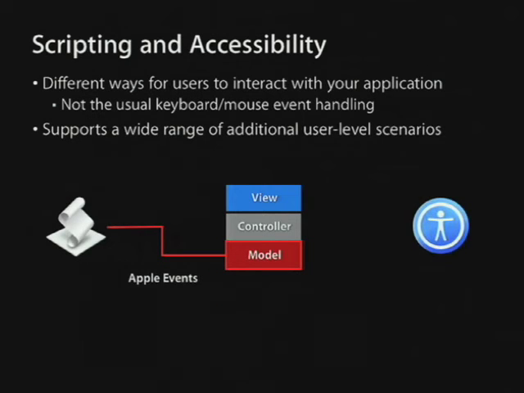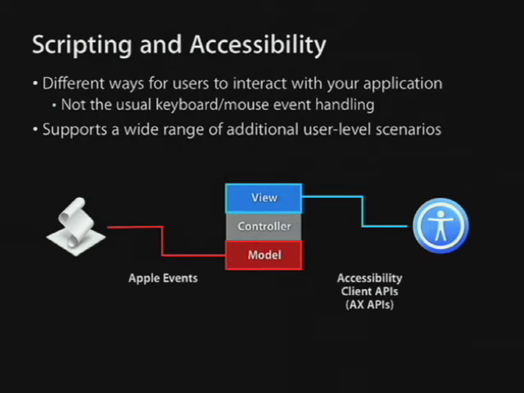With accessibility, an assistive application, the IPC mechanism that it's using, are macOS 10's accessibility client APIs, the AX APIs. And an assistive application is getting information about and driving your application through the view. So they both drive your app from another process, but they do so in very different ways. And they do that because scripting and accessibility, while similar in some respects, have very different purposes on macOS 10.